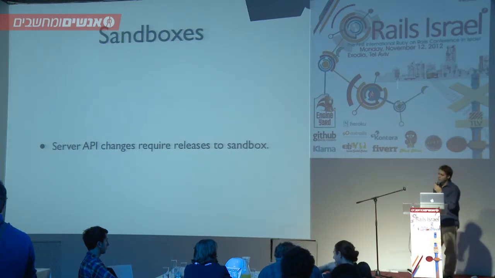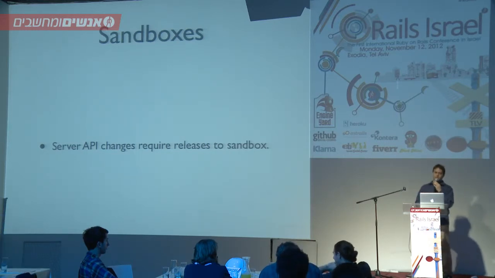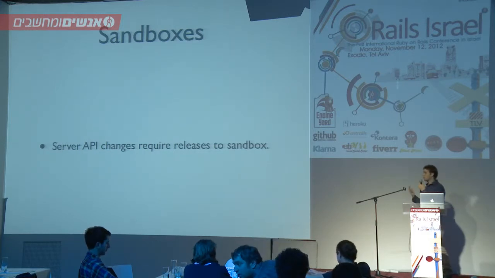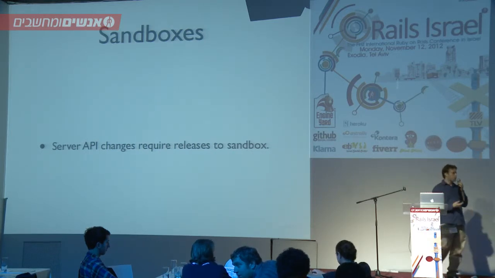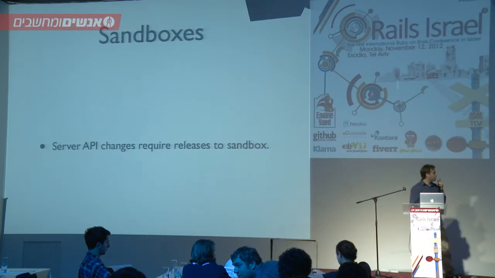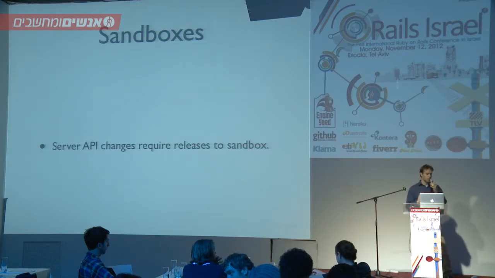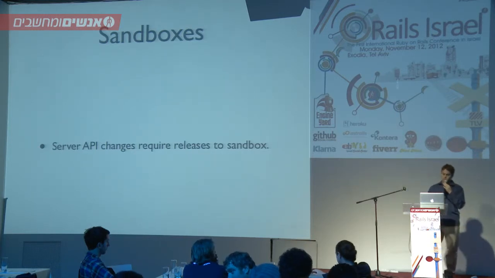And also, if you're in early stages of development, right, you want really quick iterations. And if you change your server, right, you want to actually see that immediately when you're developing the client. And so because we're running against the sandbox, we need to make sure that the server is up to date all the time. And so having frequent releases when you're developing early and you want really quick iterations is problematic and kind of hinders development.